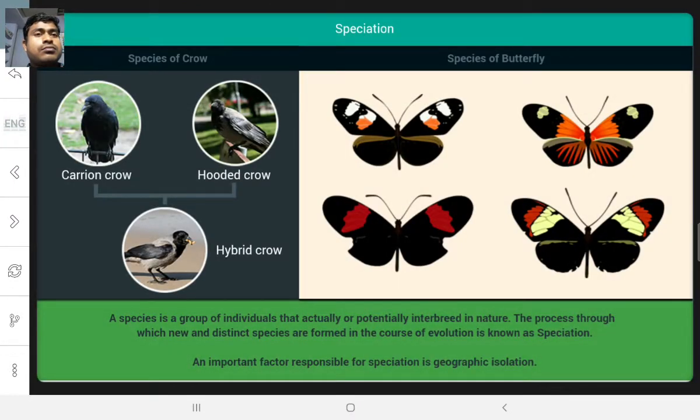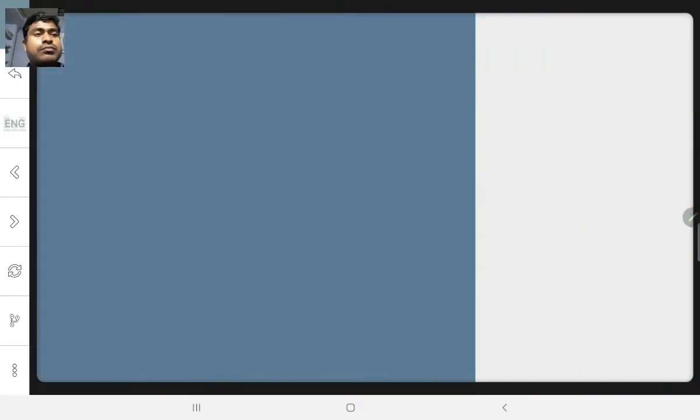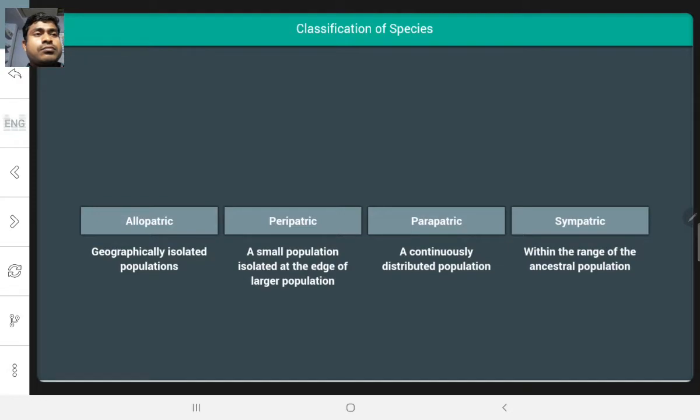Speciation is the process through which new and distinct species are formed in the course of evolution. Speciation can be classified into four types: allopatric, peripatric, parapatric, and sympatric speciation. Tap on each to learn more.